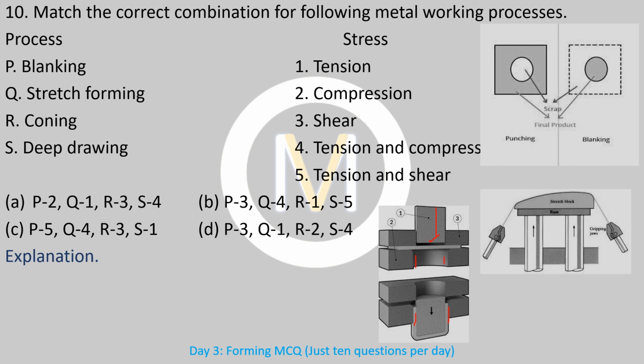So what are the stresses here? First is blanking. Blanking requires shear because this is the cutting part. Next is stretch forming: as you can see, the sheet is stressed onto this, so that will cause tension. Coining will be compression because, as you can see, we are compressing it from both sides. And the last one is deep drawing. This drawing is actually compression on the center part and tension on the side parts. These sides will be under tension and this will be under compression, so we have both types of stresses in this.